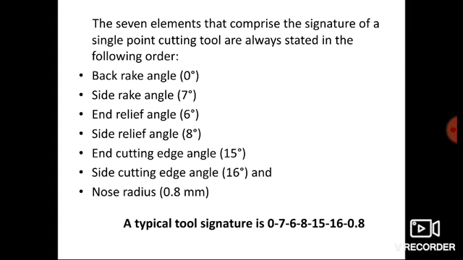So for different operations you can take a tool with different nose radius. Suppose I am performing a roughing operation, at that time I have to cut more material. So there will be more stresses on your cutting tool. So at that time you have to take the cutting tool with more nose radius, like 0.8 mm. If I am performing a finishing operation, at that time I am removing very little material. So at that time I can take a tool with 0.4 mm as a nose radius. So this is nothing but a tool signature for a single point cutting tool.